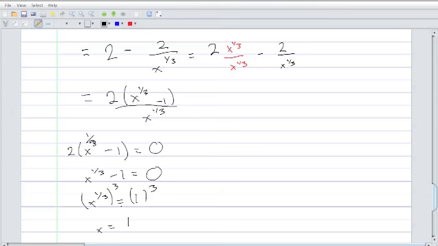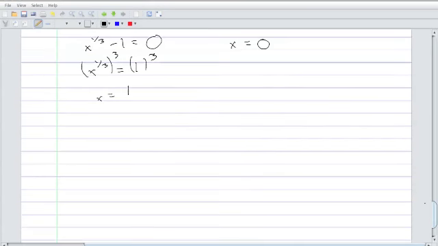Now if you set the denominator to 0, you have x to the third equals 0. If you cube both sides, then you have x is equal to 0. So these are going to be our critical numbers. So we need to look at when x is 0 and when x is 1.